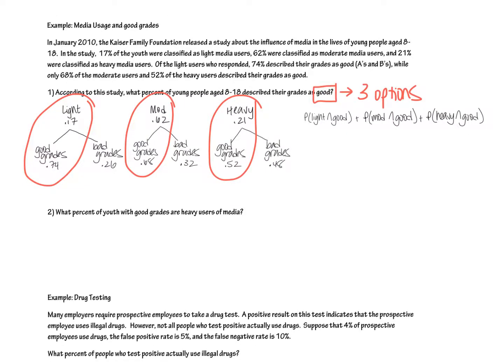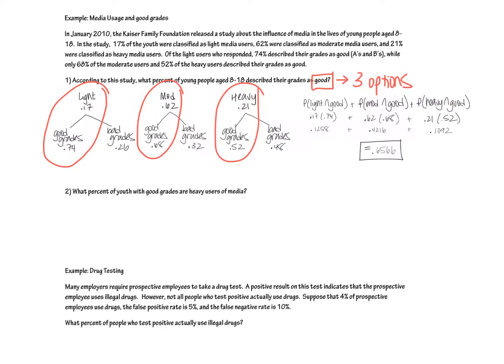And so here's what my three different options look like. I have the probability that a person said that they were a light user with good grades. And notice I'm using my little and symbol here. I have another option of probability that they are a moderate media user saying that they have good grades. And then the last option was they are a heavy user with good grades. So I'm going to fill in the percentages now. And remember, this and symbol means multiply.